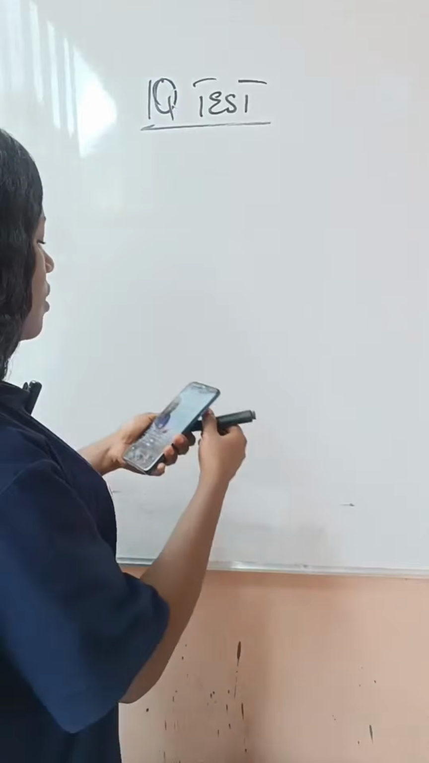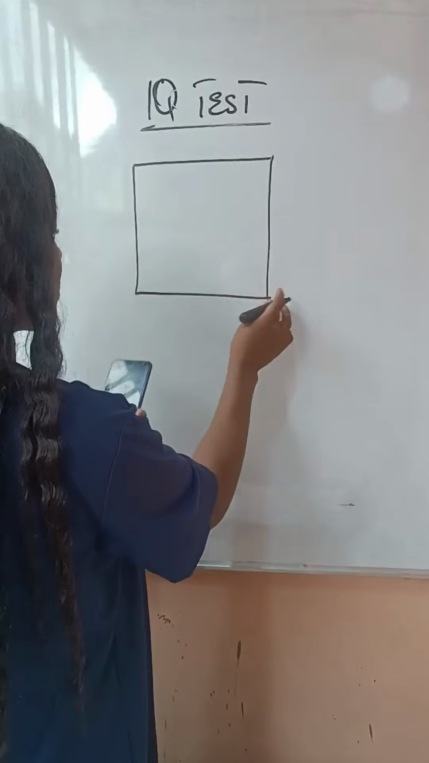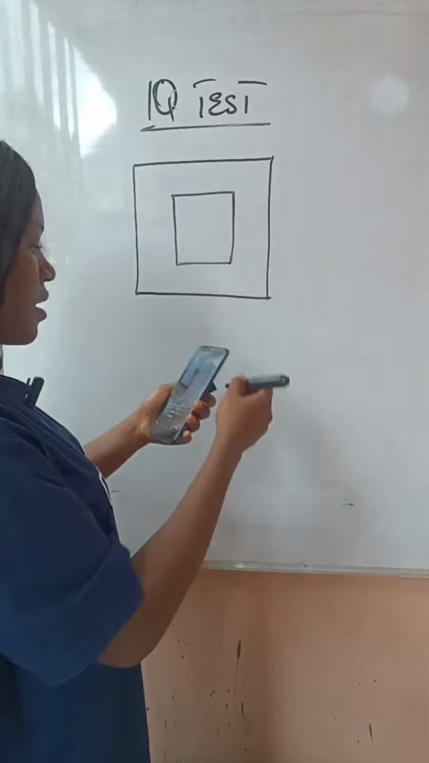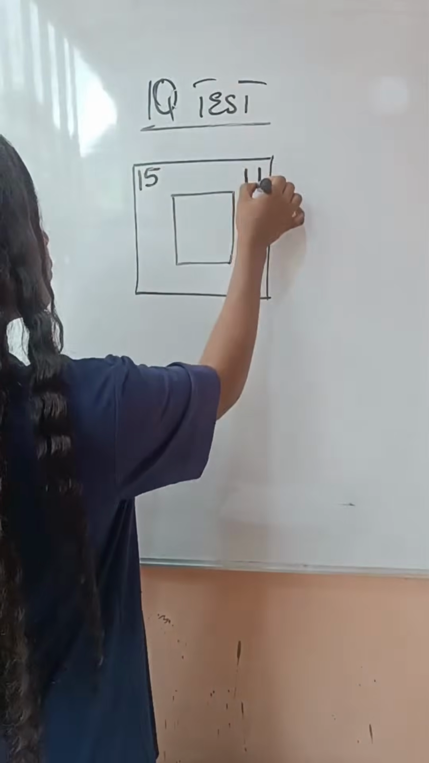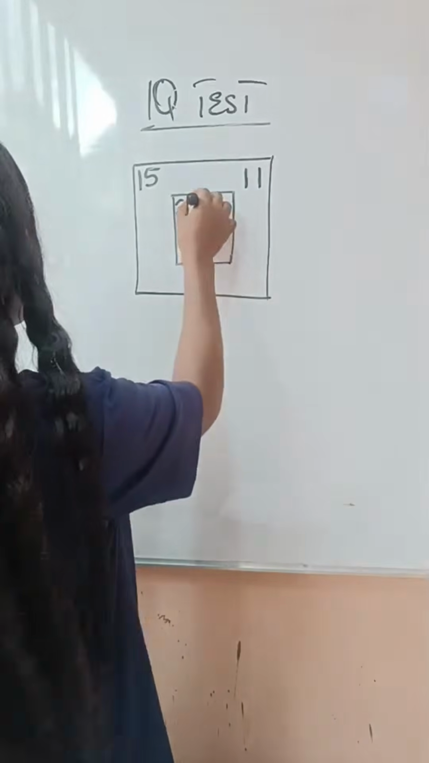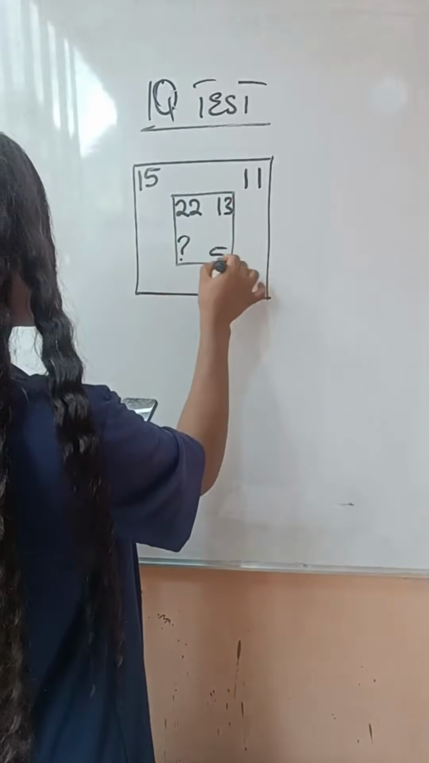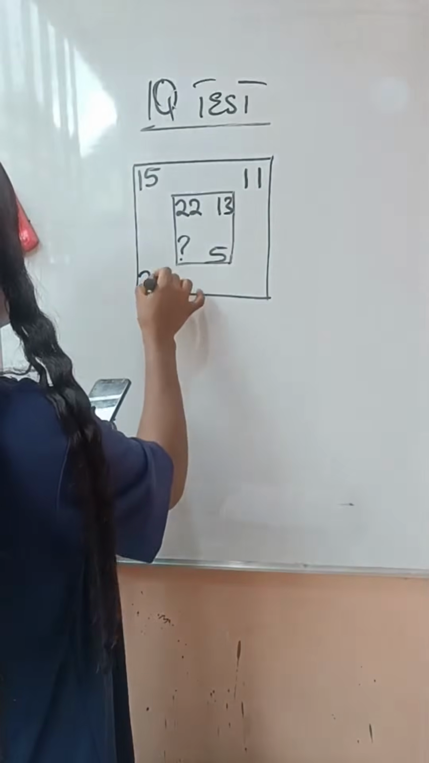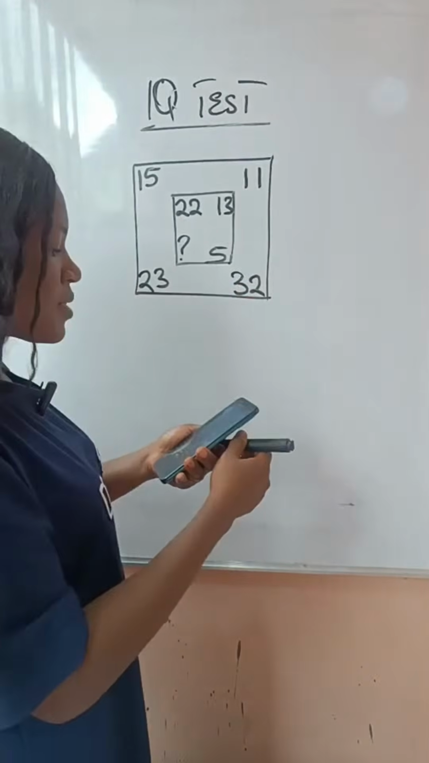Okay, let's go. Now, the one on my thumbnail, let me see how many of us can get this right. Now we have 15, we have 11, we have 22, right? 22, 13. We have the special mark. We have 5. And we have 23. We have 32. So we are asked to find the missing number.